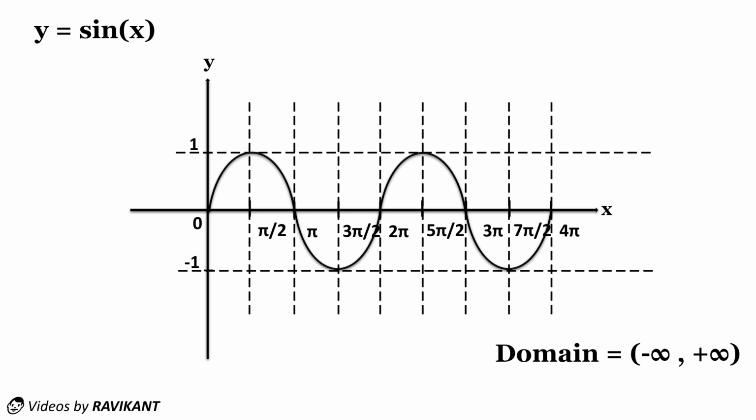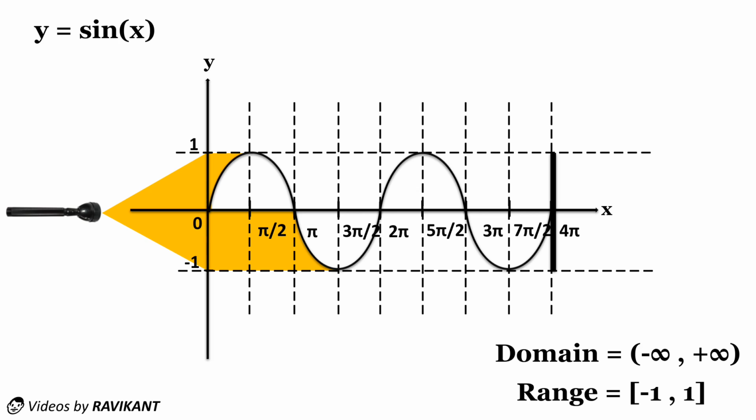Now we find out the range, and for that flash the light from the left side. Then we get a shadow from minus 1 to 1. You can see that the shadow is limited between minus 1 to 1. It is not running from minus infinity to infinity. So this is our range, from minus 1 to 1.